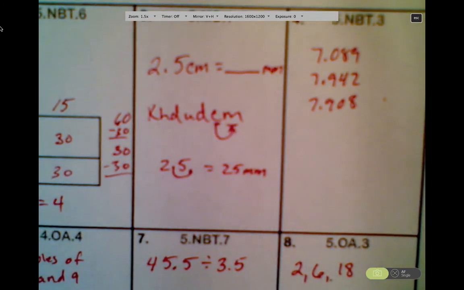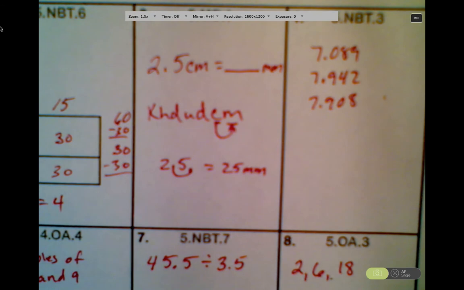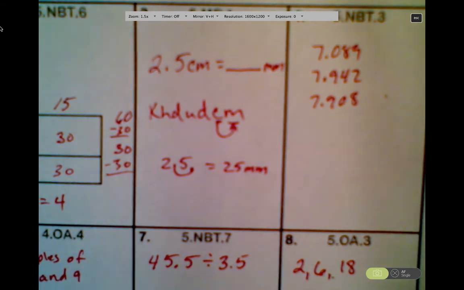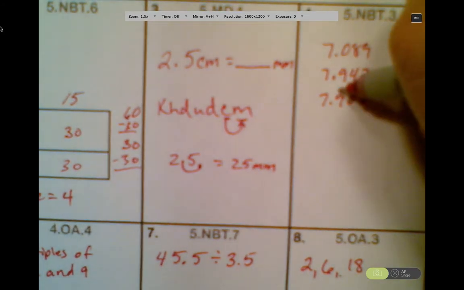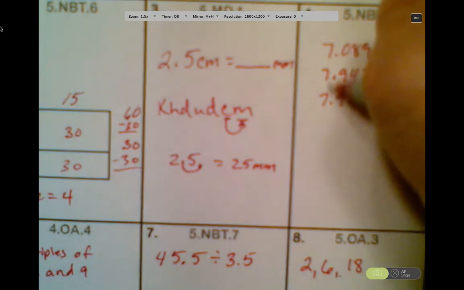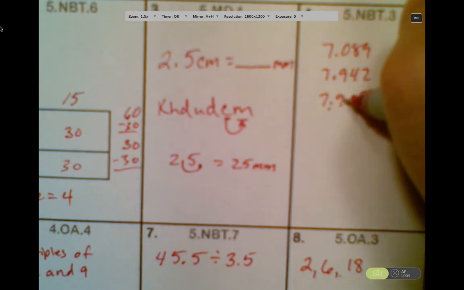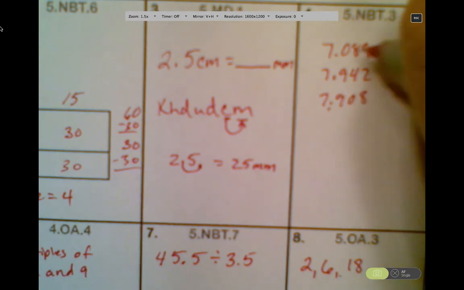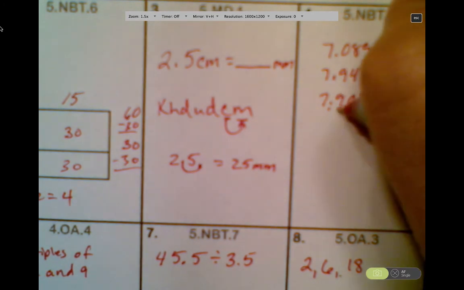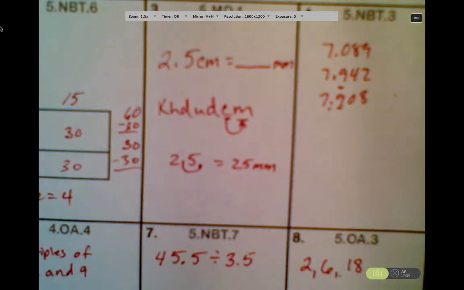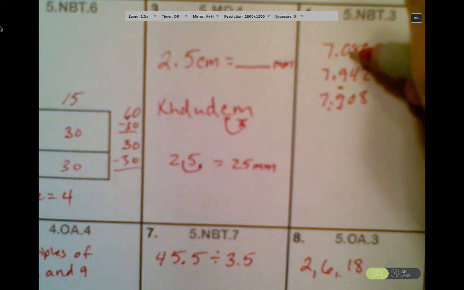Number 4. I have to put these 3 decimals in order from greatest to least. Please read these carefully. Greatest to least. So I'm going to line up my decimal points. Got them all lined up already. And these are all 7s. So I got to jump over to the next place value, which is our tens column. We're looking for the greatest number. So these are both 9s. And this was a 0. So that's our smallest number here.